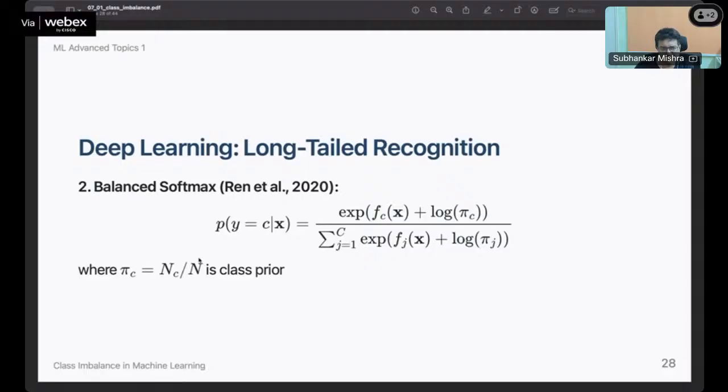And then the next one is balanced softmax. It's a standard softmax, but it adjusts for the class priors: log pi c is added, and log pi j. Both c and j are from different classes; j is across all classes, but c is the class that we're looking at. This adjusts for the natural class imbalance that is there in the data distribution.